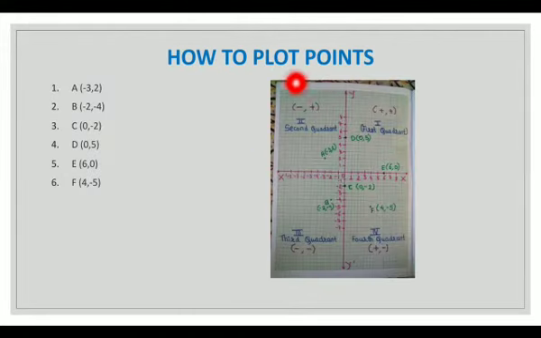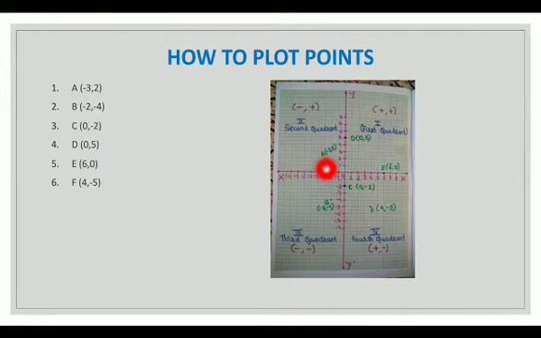How to plot points? The first one, A (-3, 2). So we have to start with the origin as x is -3. So we have to move towards left. How many places? 3 places. And y is 2 which is positive. So I have to move up by 2 places. So here is the point A (-3, 2).